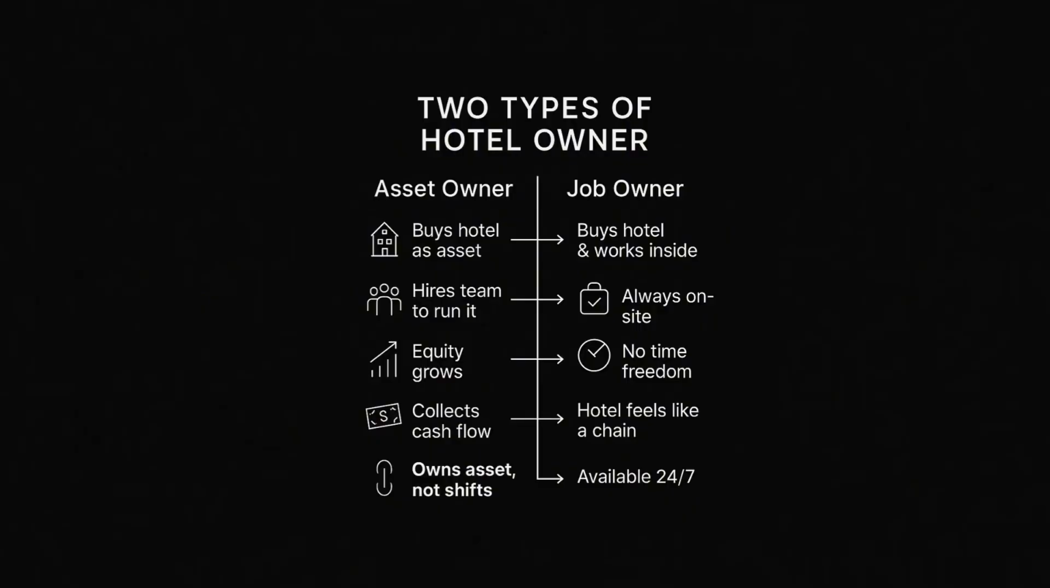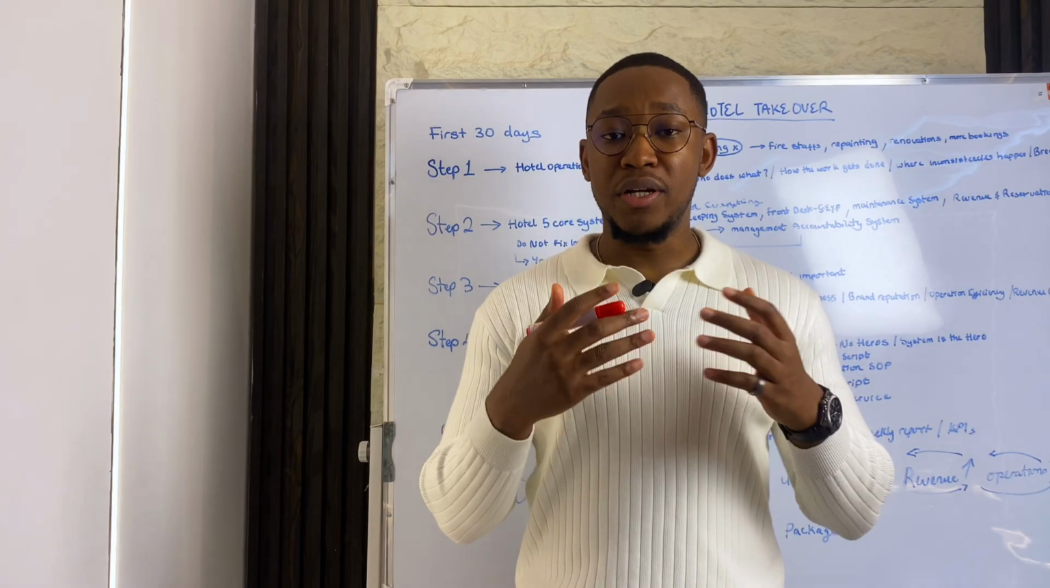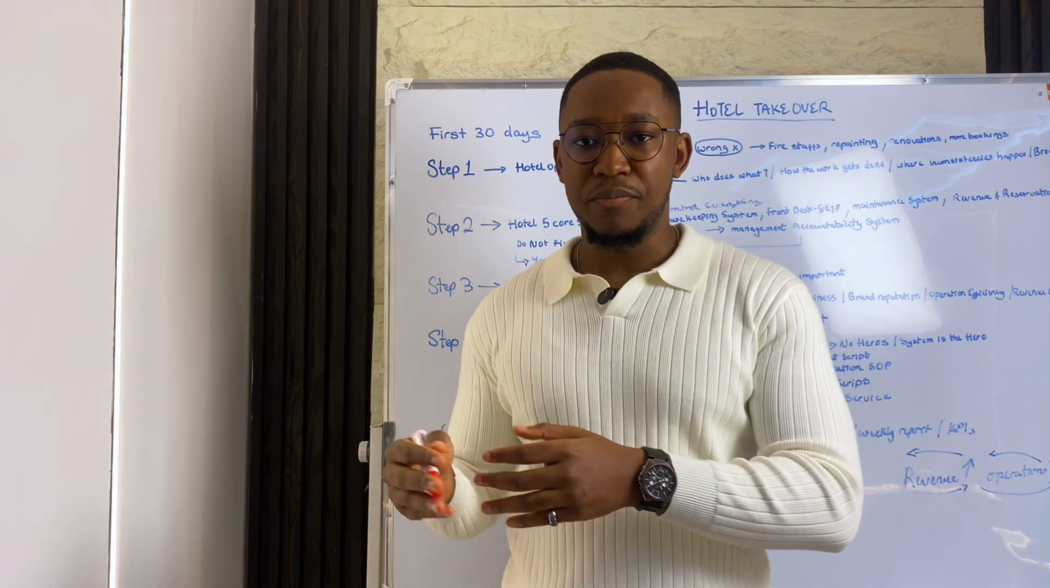So, you've probably seen two types of hotel owner. The first type of hotel owner is one who buys a hotel like an asset. So, they buy it, they set it up, and then someone else runs it. The building begins to appreciate in value and they gain more equity. They just collect their daily cash flows. So they bought the assets, they're not buying shifts.